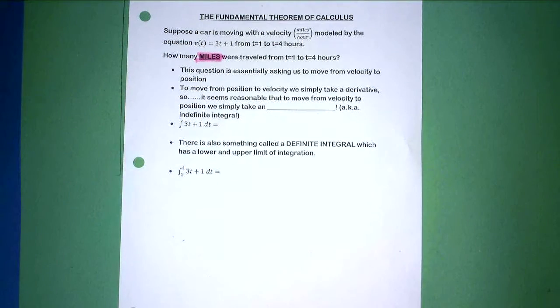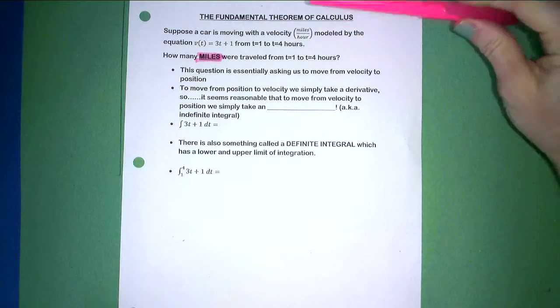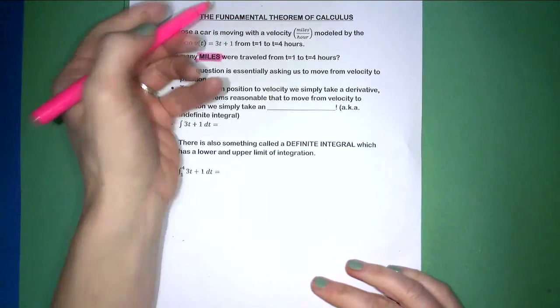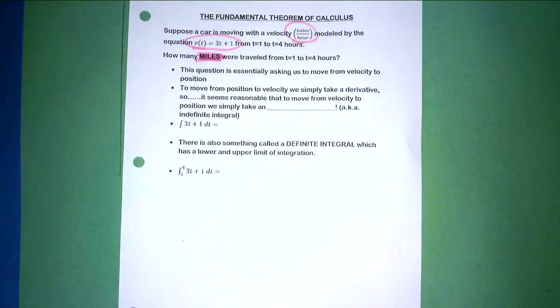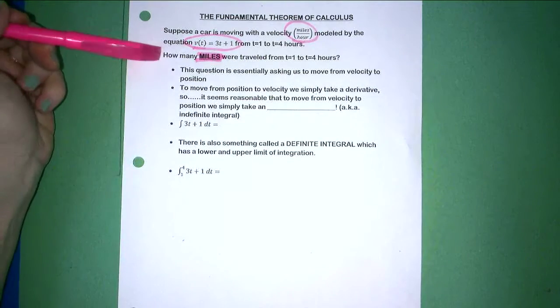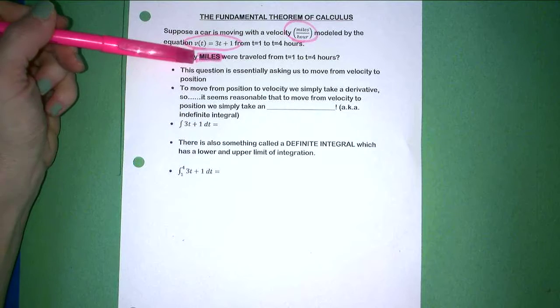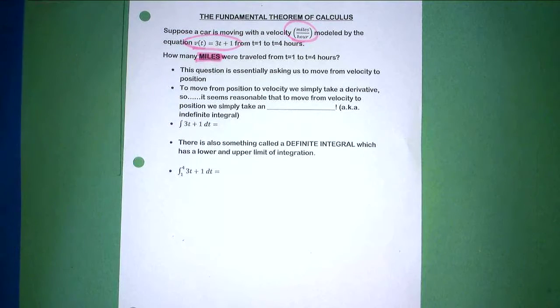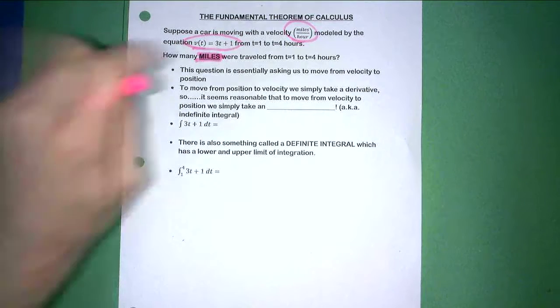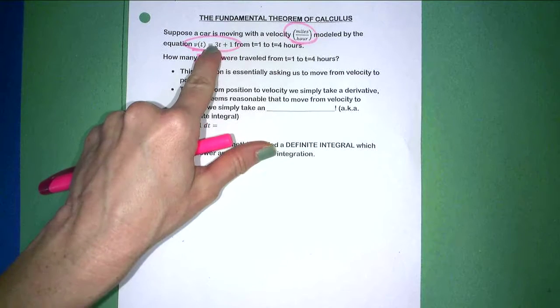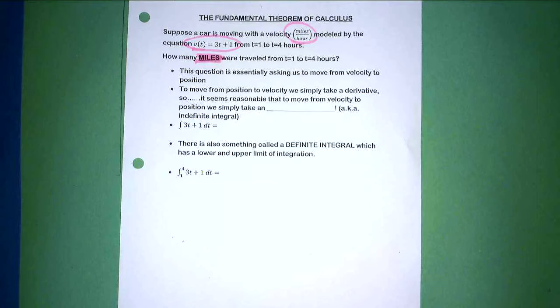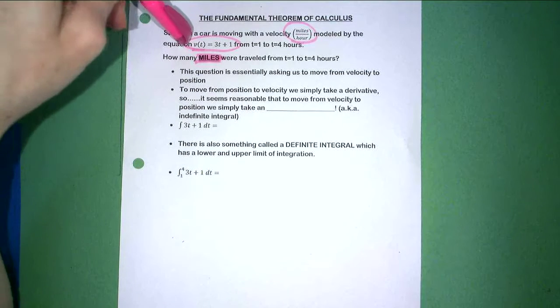So we're given a velocity equation, which is measured in miles per hour, and we're asked a different question about miles. Now, in Chapter 3, we were very used to going from position to velocity. We would just take a derivative. But now we're being asked to start from a place of velocity and go to position.